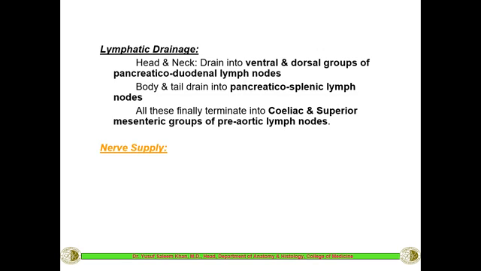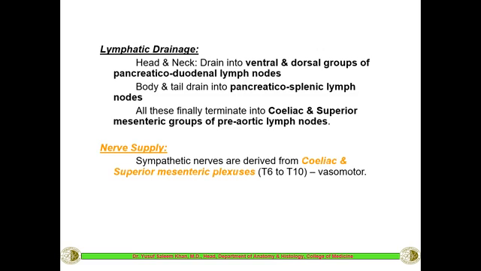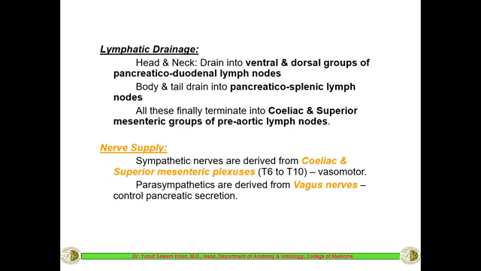Now coming to the nerve supply, it is mainly by a plexus called as the celiac plexus, as well as some portion even from the superior mesenteric plexus. In this plexus, the sympathetic component is mainly from T6 to T10, and it is mainly vasomotor, and the parasympathetic will be from the vagus. And this parasympathetic component will mainly help in the control of the pancreatic secretion.